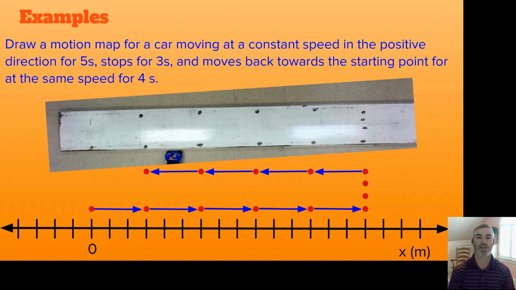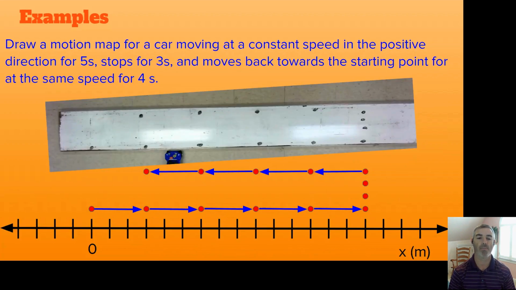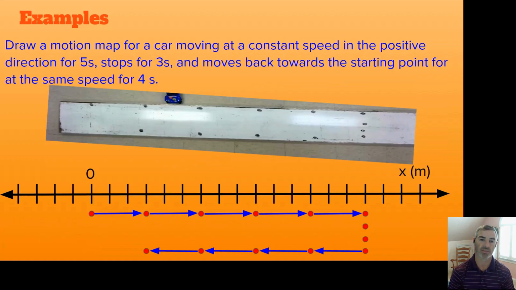Now a motion map is read starting at the axis and going away. So when we draw a motion map that has multiple levels like this, you start at the axis and move away. So if you draw it below, it's going to look like this. We'd have a motion map starting at the axis and moving away. Again, it's not read left to right, top to bottom. It starts at the axis at that first dot of time 0 and points away. So you can see each of these motion maps represents the exact same motion. It's just that one's drawn above the axis and one's drawn below the axis.